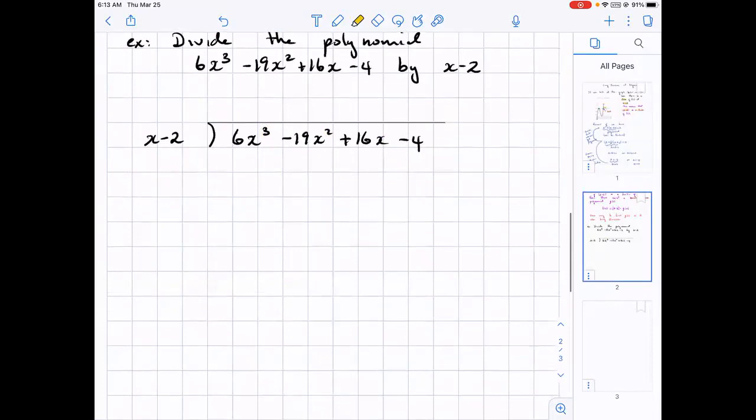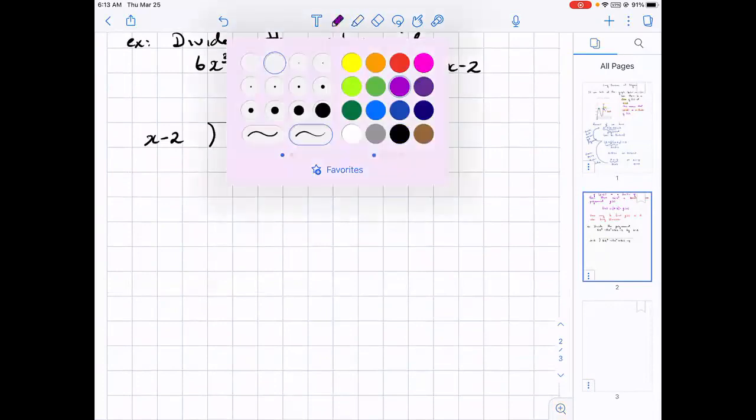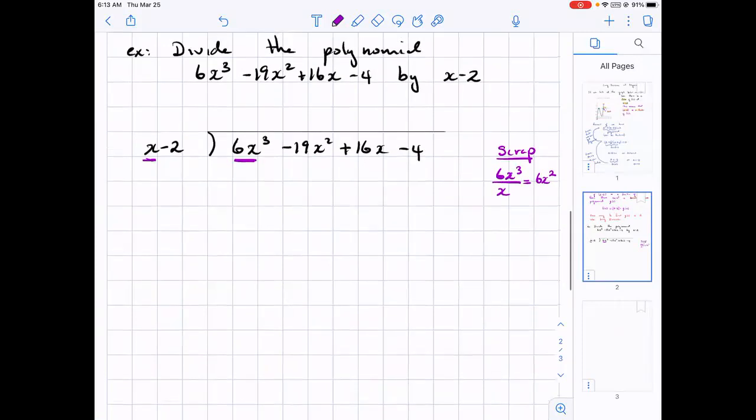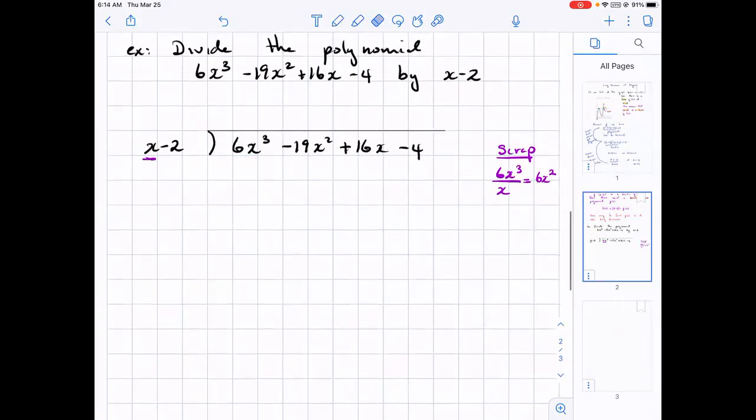Now, the first thing we're going to do, we're going to have some scrap work as usual. We're going to take the first term from the dividend and the first term from the divisor. So 6x cubed divided by x will give us 6x squared, okay? And I will write that 6x squared above the x squared term, so we write that above the 19x squared.